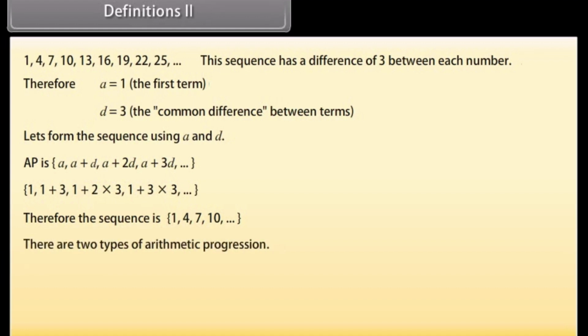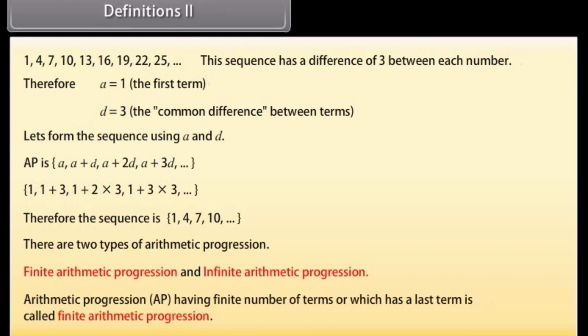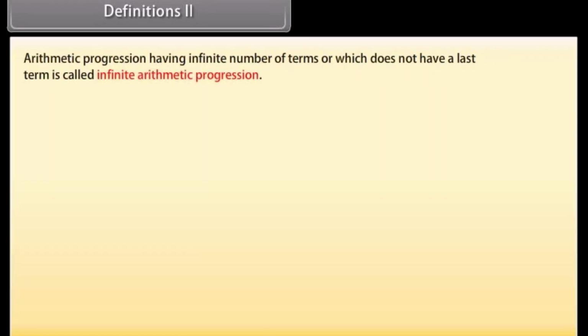There are two types of arithmetic progression: finite arithmetic progression and infinite arithmetic progression. The arithmetic progression having a finite number of terms, or which has a last term, is called finite arithmetic progression. And an arithmetic progression having an infinite number of terms, or which does not have a last term, is called infinite arithmetic progression. Here are some examples of infinite arithmetic progressions.